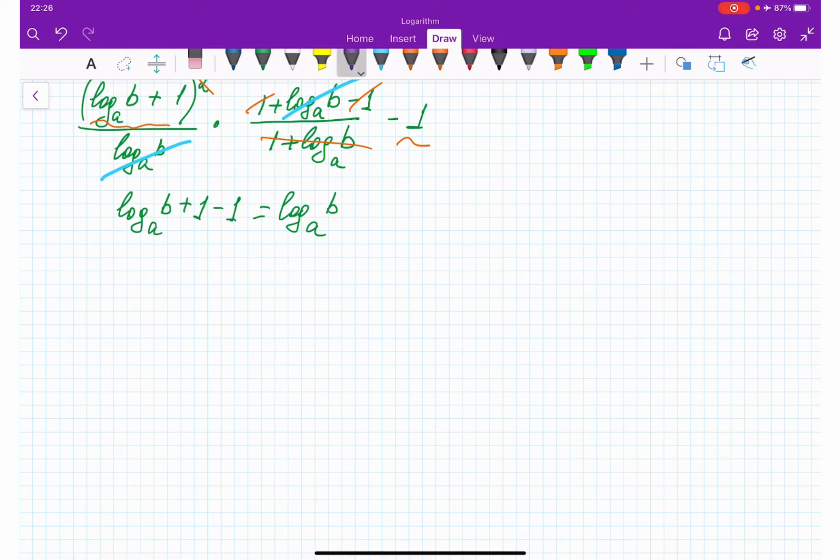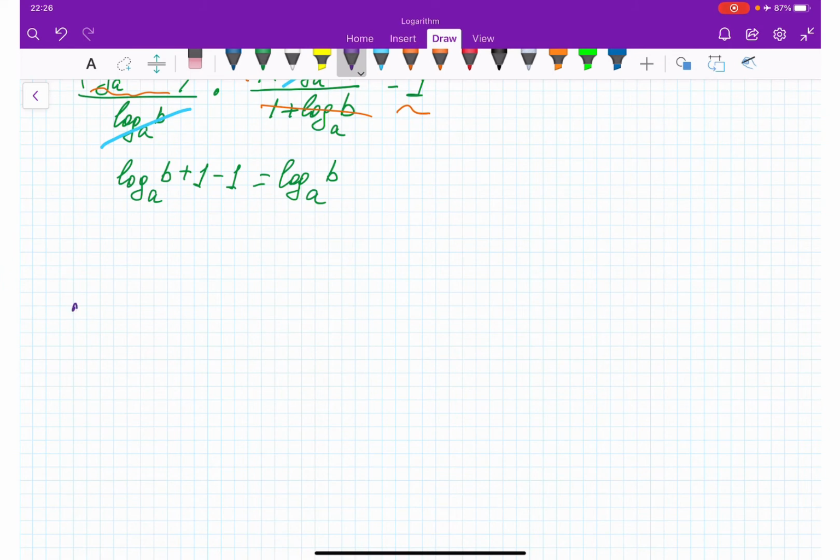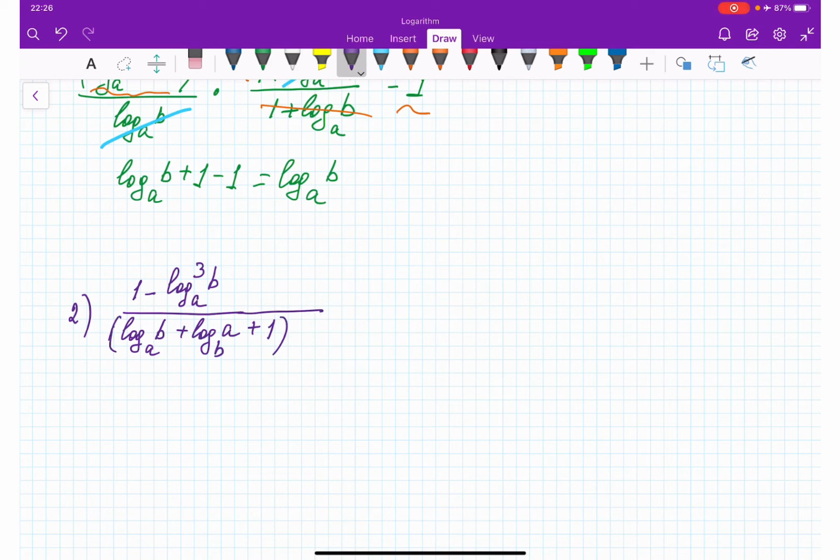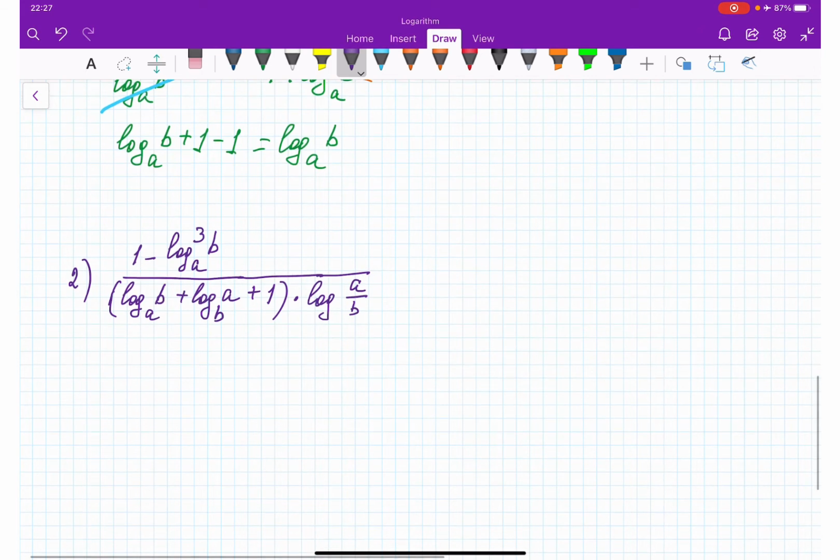Okay. Moving to next one. We have 1 minus logarithm cubed b by base a and divided by logarithm b by base a plus logarithm a by base b plus 1 and times logarithm a over b.